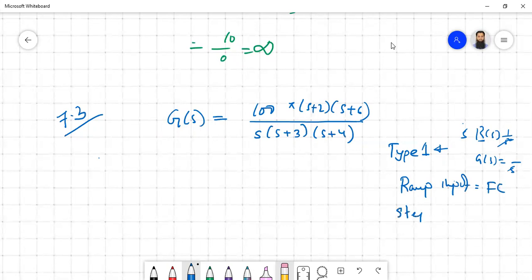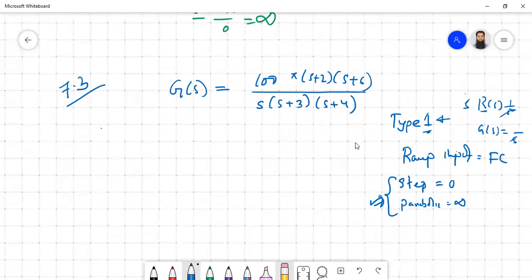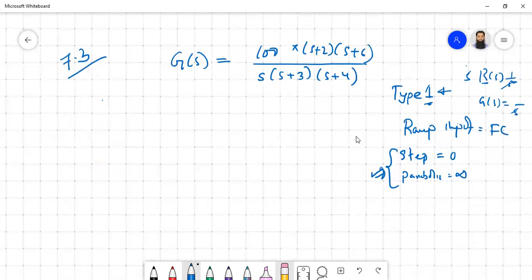But if it is a step, since the type number is higher than the input order at the origin, it will give you 0. And if you apply the parabolic, your error will be infinite. So these are the two things we already know. There is no point in applying those two here. Rather, based on the system type, we should go for only one calculation, unless the problem specifically asks you to figure out the steady state error for all three inputs. I think it will be wiser if they don't ask in that way. Then you go for only the one that matters. So I'm not doing the other two because I know the result.